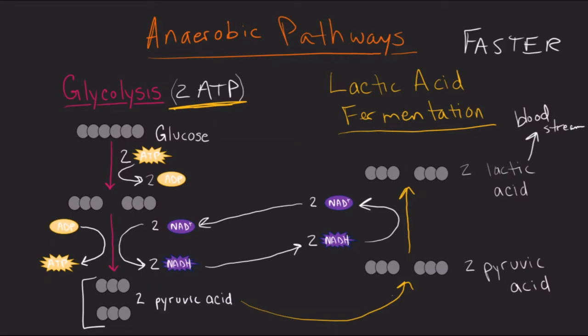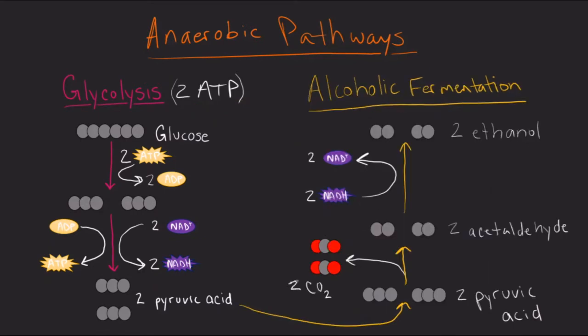But what about some bacteria or other microorganisms that can't do lactic acid fermentation? What's their pathway for fermentation? Well, that is going to be what's known as alcoholic fermentation. So if lactic acid fermentation produces lactic acid, alcoholic fermentation produces alcohol. So some microorganisms that do this, some bacteria, but also yeast. It's these yeasts that are used in the process of making alcoholic beverages such as beer and wine.